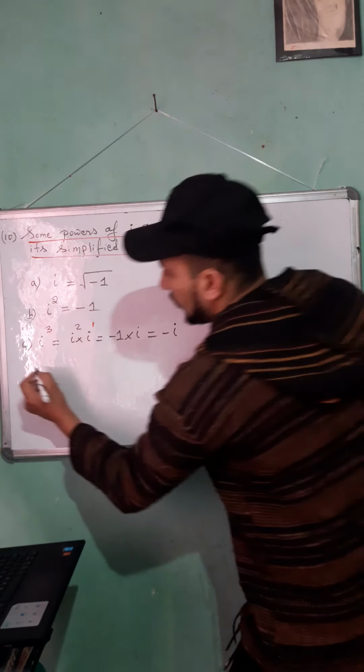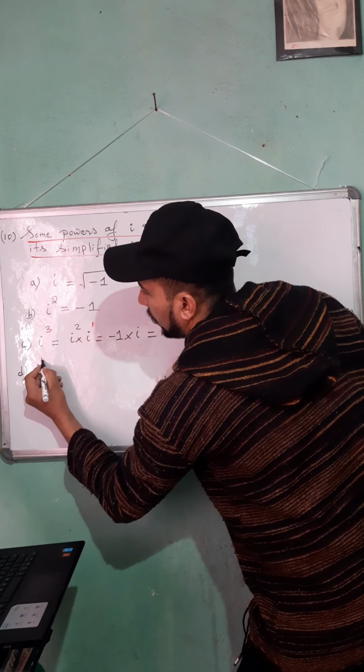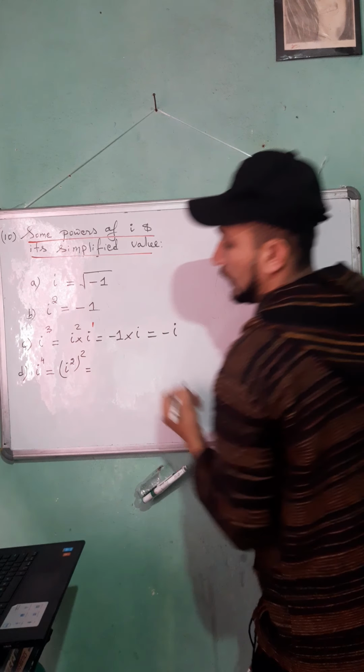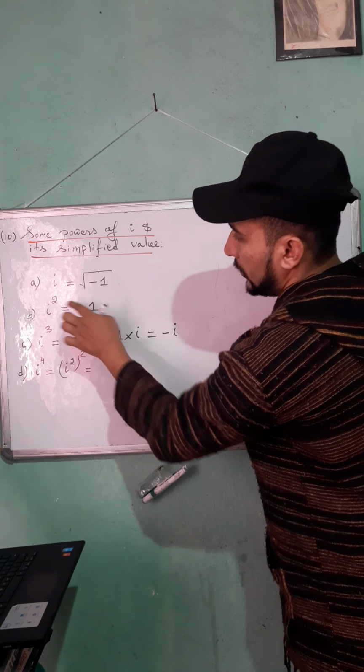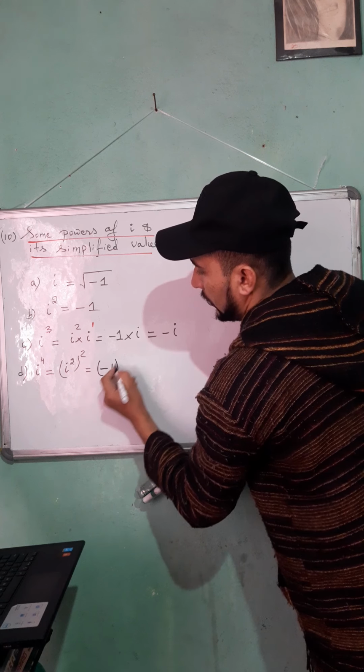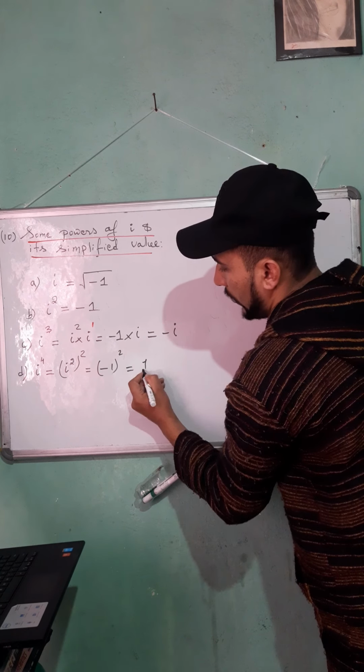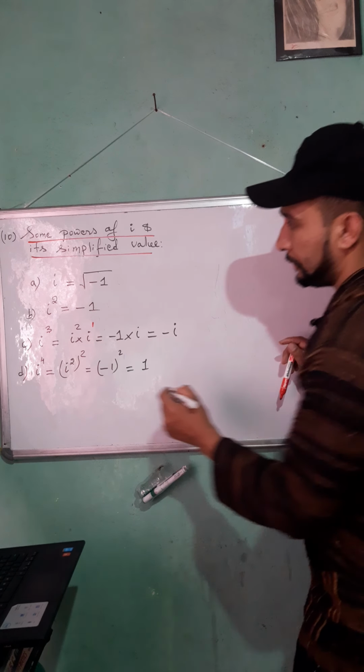Number D, i to the power 4. i to the power 4, you can write as i square whole square. i square means minus 1, and its square. So it will be 1 only. i to the power 4 is 1.